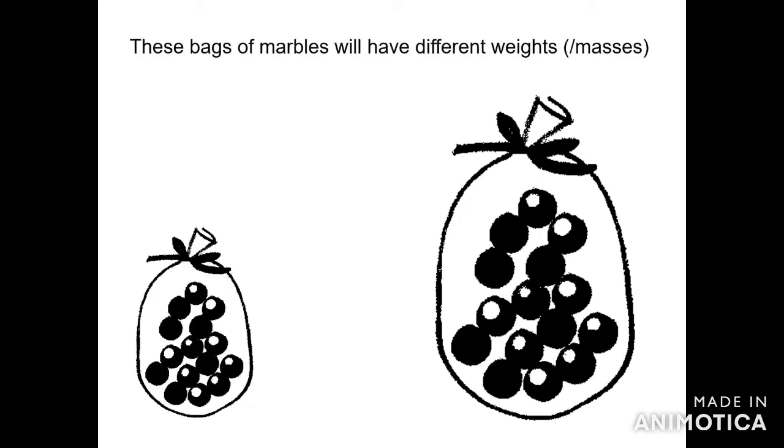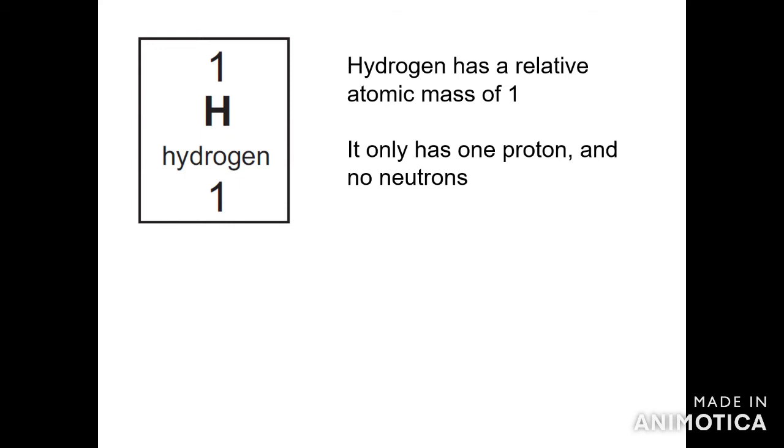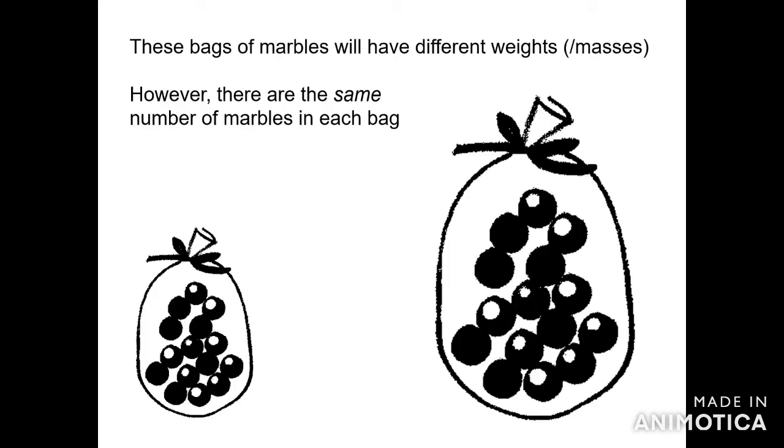These whole bags of marbles will have different weights. And we can also now use this word mass, which is the better word to use. So these bags of marbles will have different masses. However, have a look at the pictures. There's the same number of marbles in each bag. That's constant, that hasn't changed. What has changed is the sizes and the weights of each individual marble. So we can use this going forward with our idea of masses of atoms.